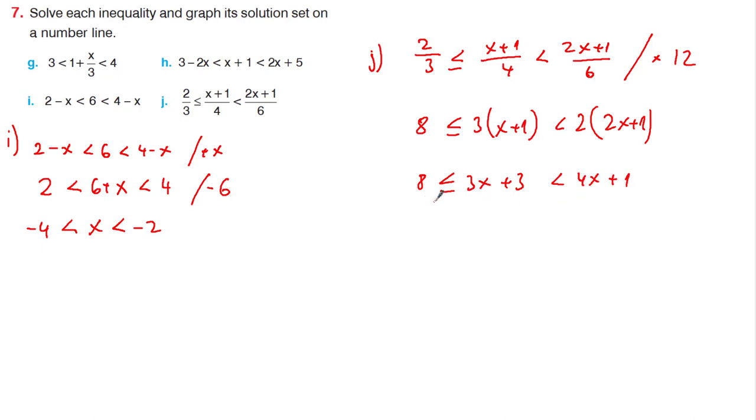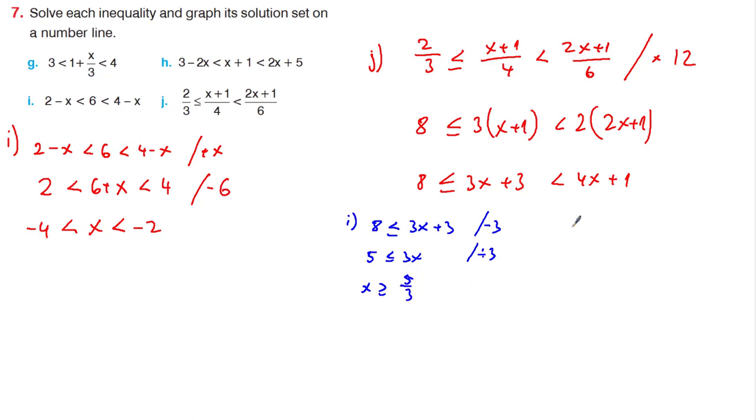This inequality is also solvable the same way as we used on the exercise under H. We will have to separate it into two inequalities. Let's use the first inequality. 8 is less than, actually less than or equal to, 3x plus 3. 5 is less than or equal to 3x after subtracting 3. Now dividing by 3, we get x is greater than or equal to 5 over 3.